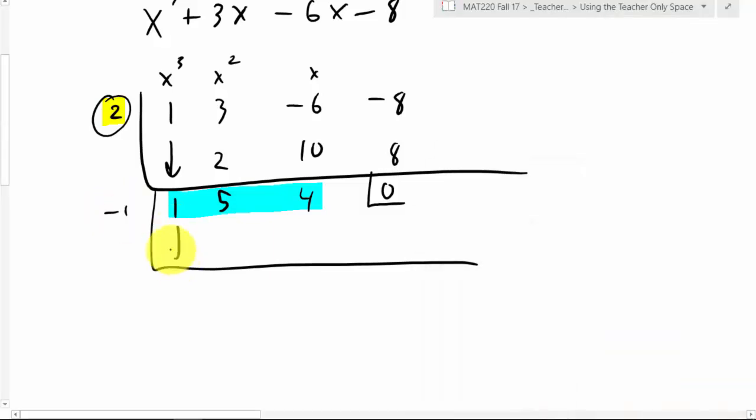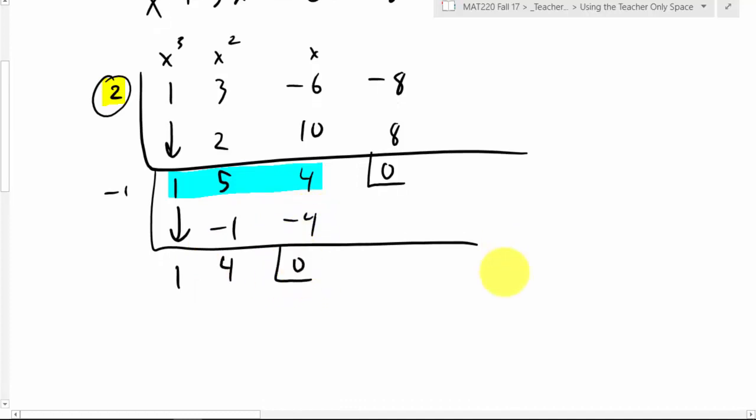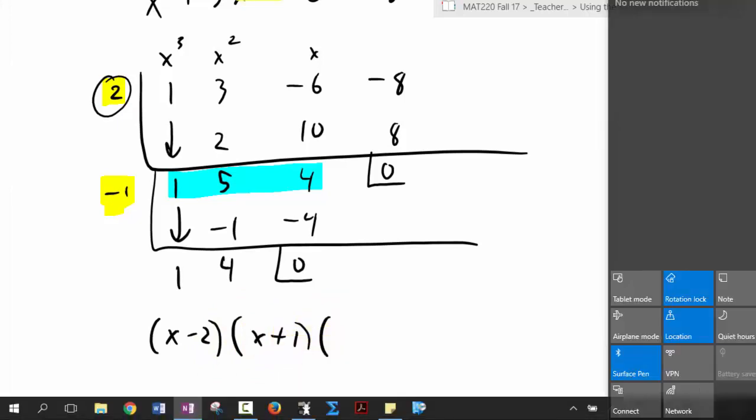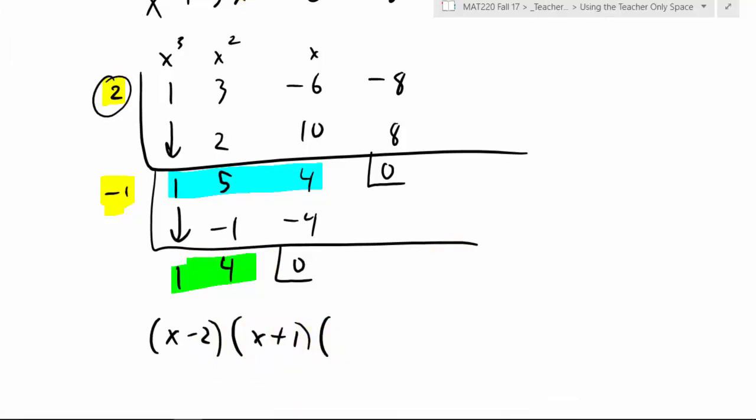So I'll put a -1 on the outside. -1 times 1 makes -1. Add those together to make 4. -4, 0. So now you can see I have 2 factors written on the outside. And just remember, we need to flip the sign. So we'd have an x minus 2 and an x plus 1. And then the new remainder part, which I'll do here in green, would just be x plus 4. And you'll see it's the same thing we got doing it the other way. So it just depends what you find faster.